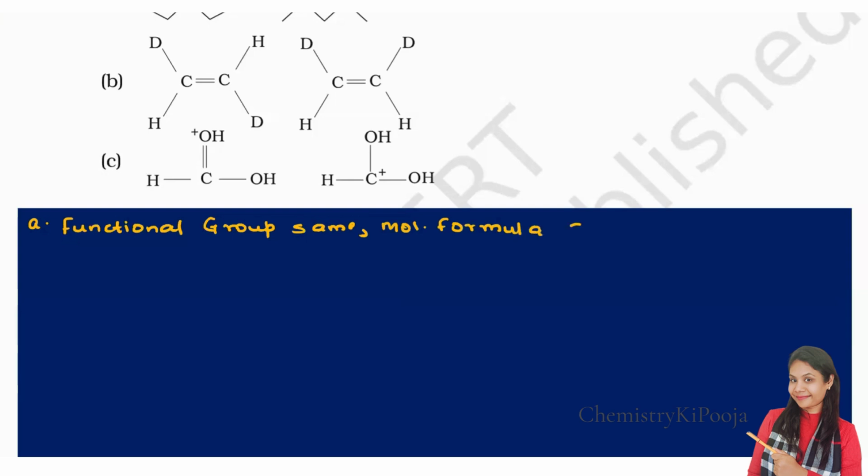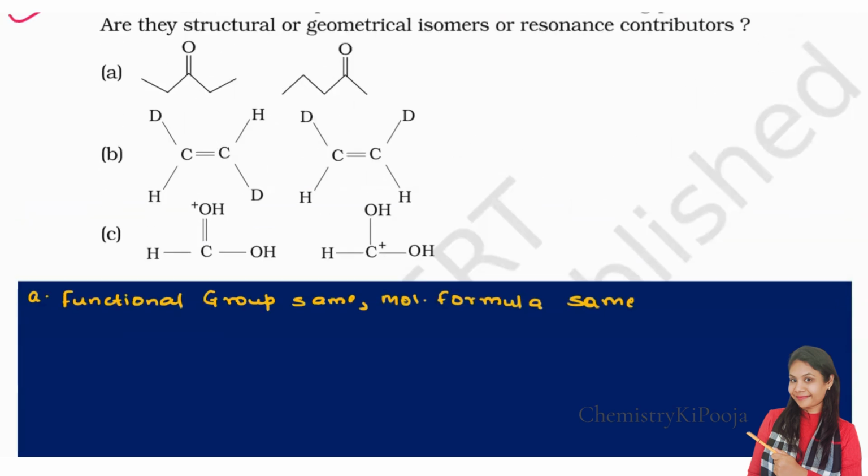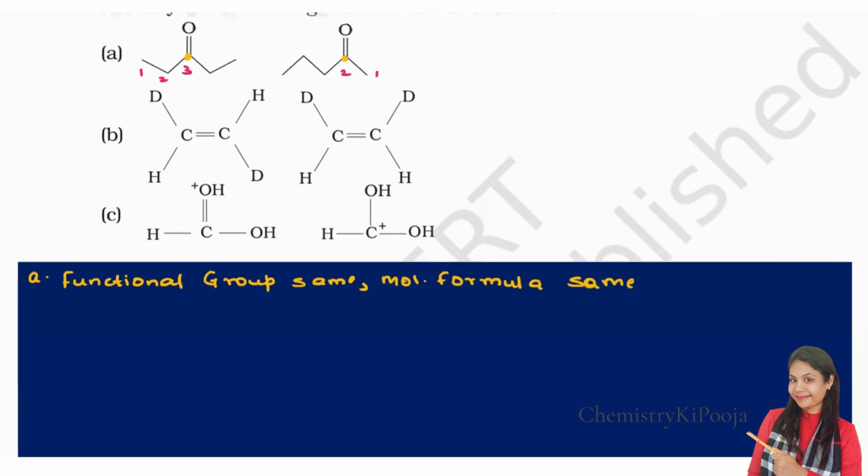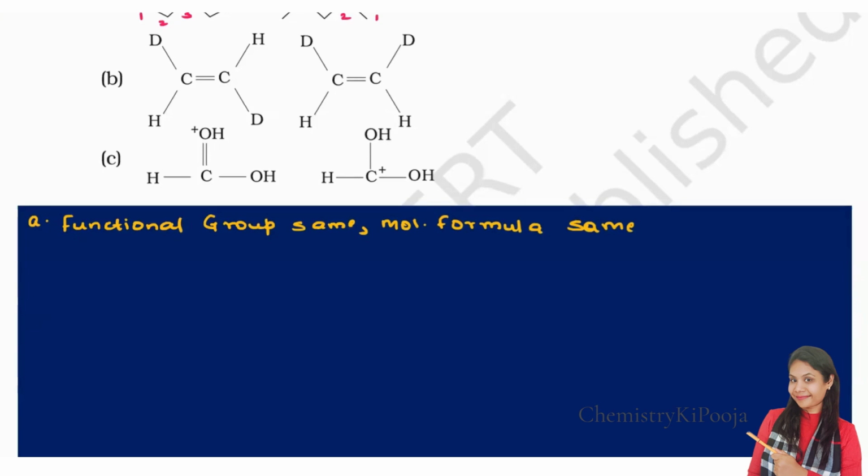But if I carefully look into the position of the C double bond O, this is carbon and this is oxygen. In the first case, the carbon-oxygen double bond is present on the third carbon, and here it is present on the second carbon. So definitely it is differing because of the position of the functional group.